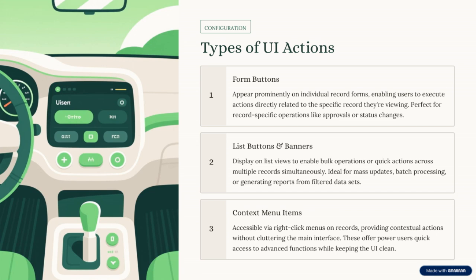Finally, there are form buttons that are placed directly on individual record forms. These enable users to execute actions related to a specific record, such as approvals or status changes. Because they're tied to the record in question, they make record-specific operations straightforward and intuitive. Connecting all of these, the overall theme is about providing the right level of access and efficiency, whether it's quick context actions, bulk operations, or record-specific tasks, while keeping the user interface clean and user-friendly.